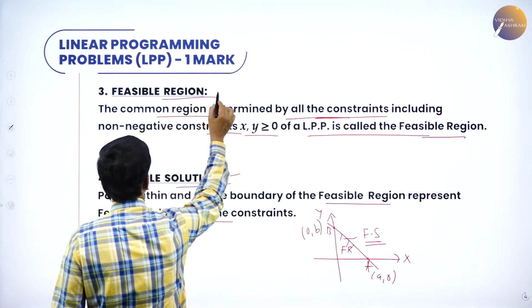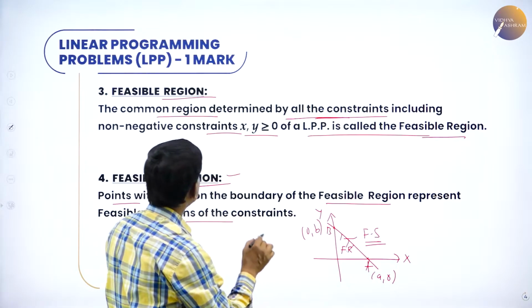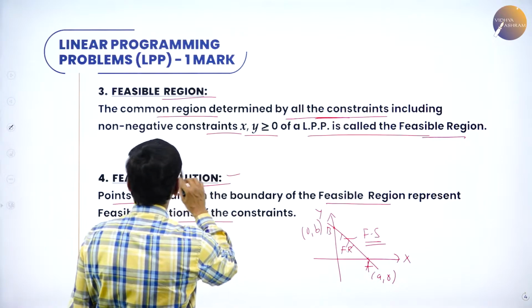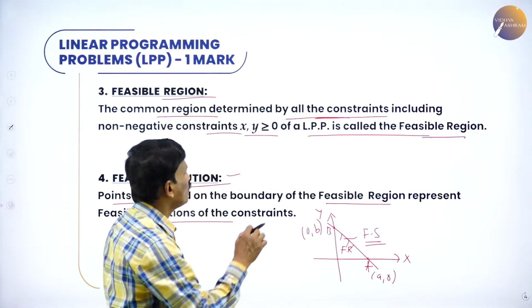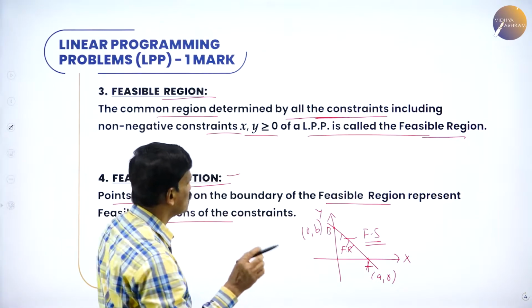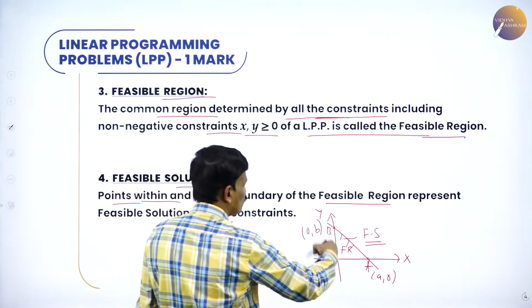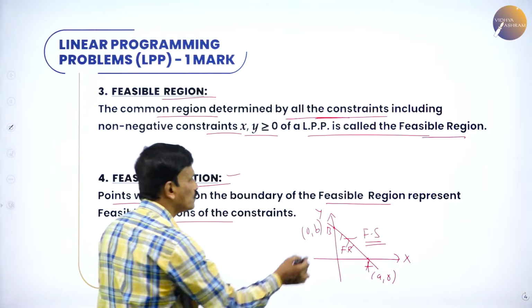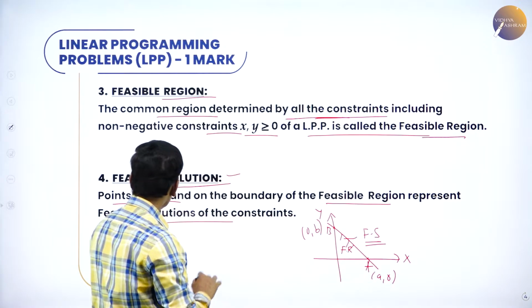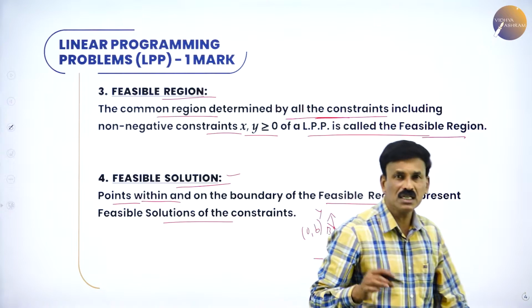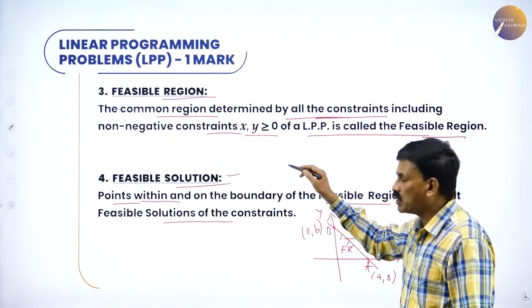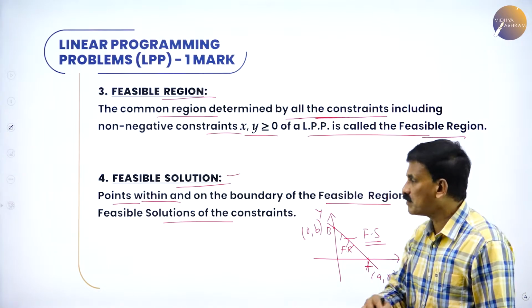The feasible region is nothing but the common region determined by all the constraints, including the non-negative constraints of a linear programming problem. The points within and on the boundary of the feasible region represent the feasible solution of a given linear programming problem. These two definitions are very important for the point of examination.